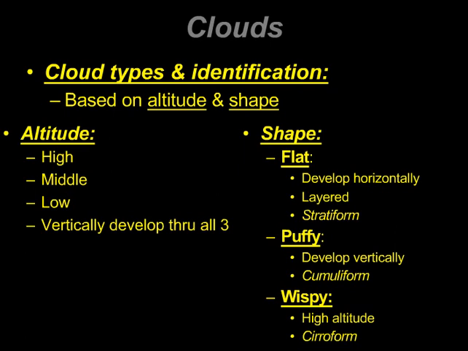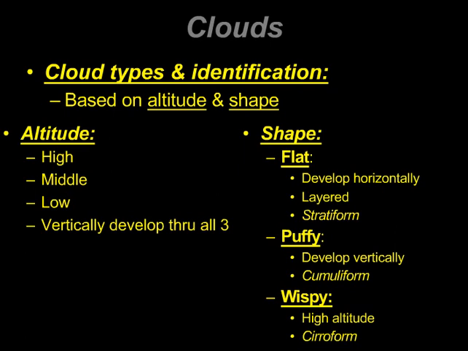Flat are those that develop horizontally. Essentially, the entire sky, from one horizon to the other horizon, is just nothing but clouds. And so on those days in which the entire sky is clouds, that is a flat characteristic shape. Puffy ones: if I was to ask you to draw a cloud on a white piece of paper, oftentimes you would draw just one single cloud. That would be a puffy cloud, a cumuliform cloud.